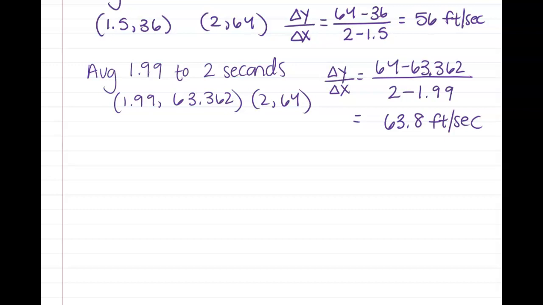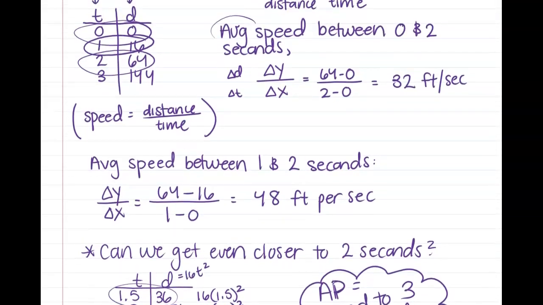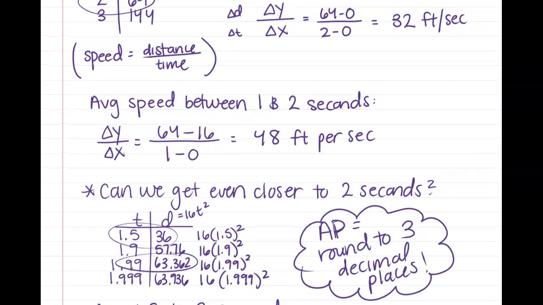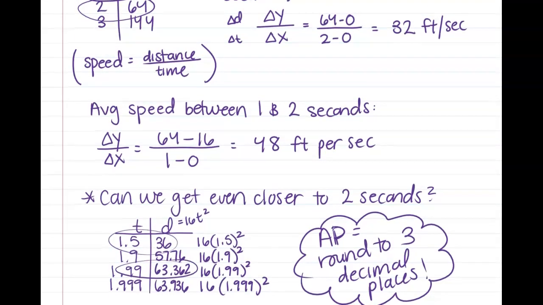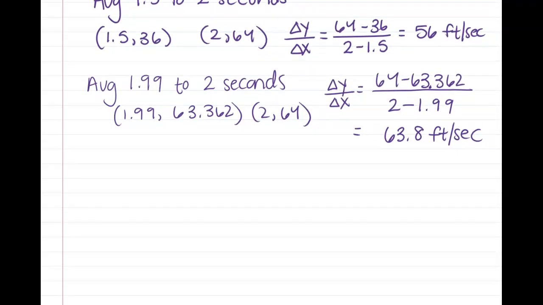Okay, so now basically what we're doing, we were trying to get closer and closer to 2 seconds. So we went between 0 and 2, 1 to 2, 1.5 to 2, 1.99 to 2. And it looks like the average rates of change are increasing: 32, 48, 56, 63.8.